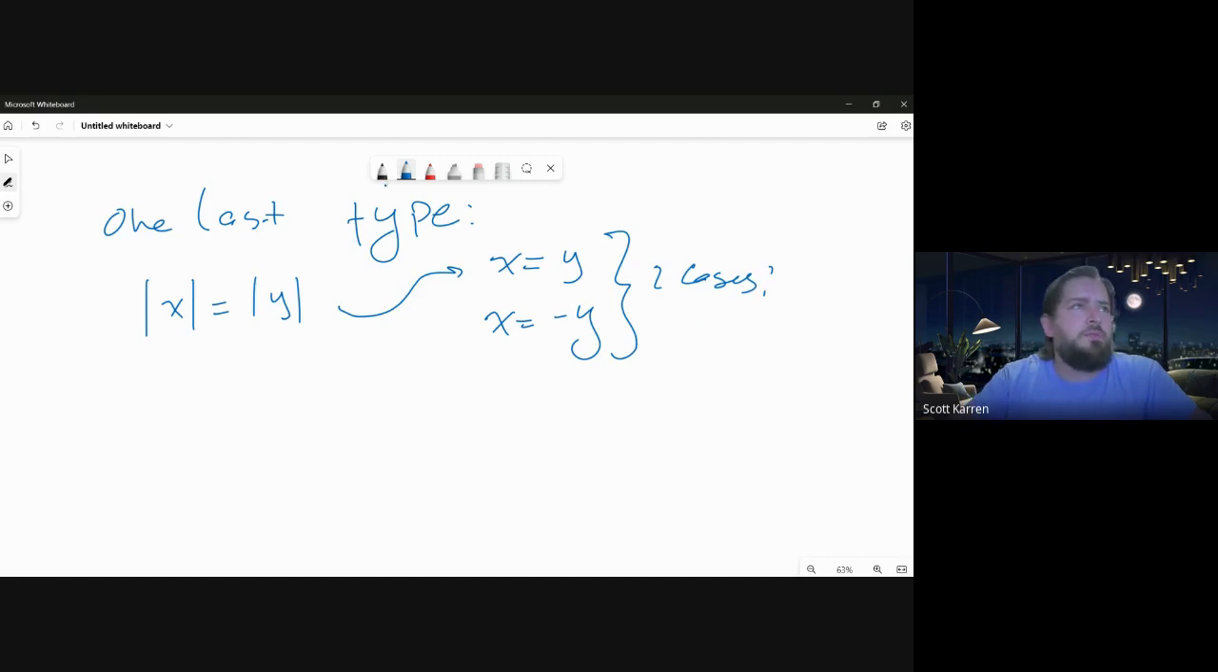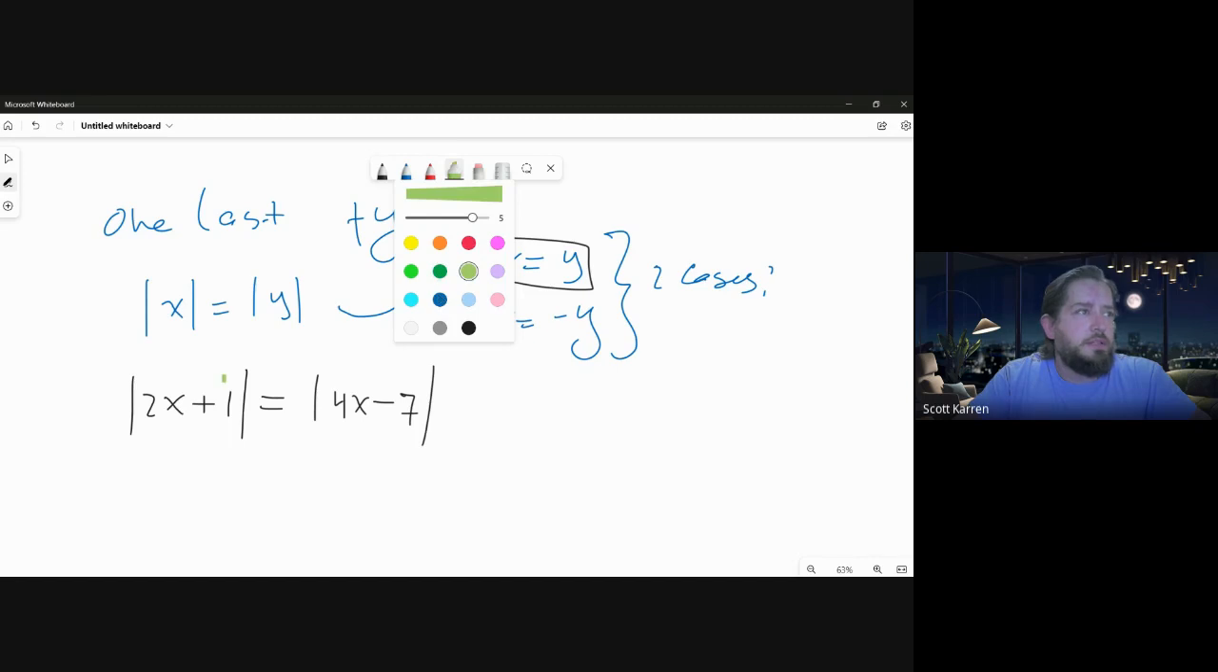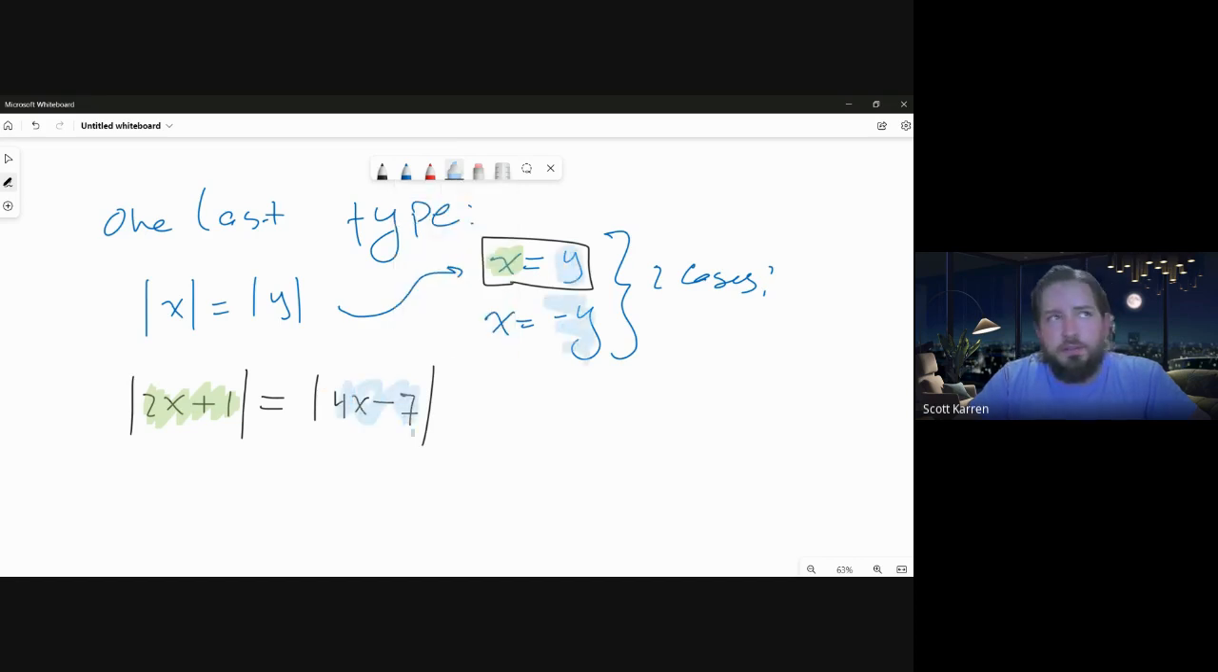Right. So if I am faced with something like, say, the absolute value of 2x plus 1 is equal to, let's say, I don't know, 4x minus 7, then I've got these two scenarios. Either whatever's inside the absolute value on the left-hand side is either equal to the other side, or it's the opposite of it.